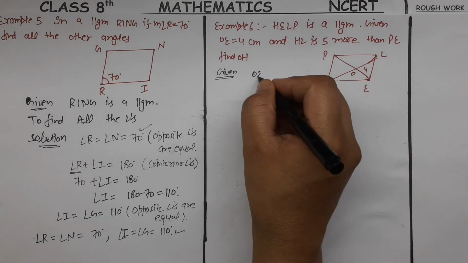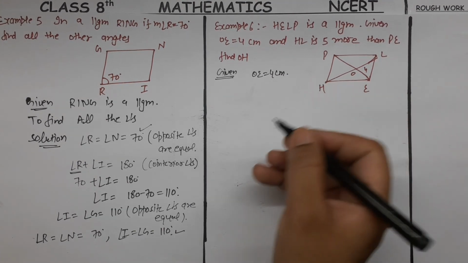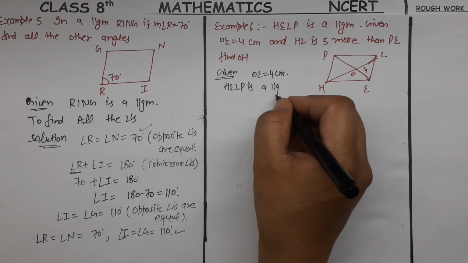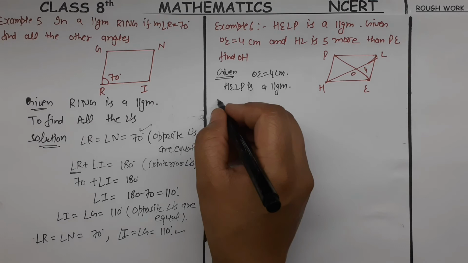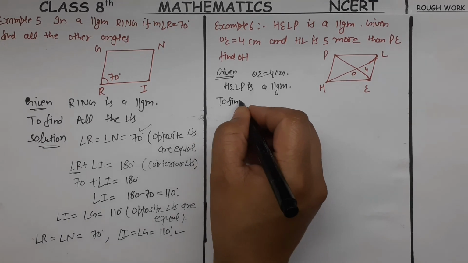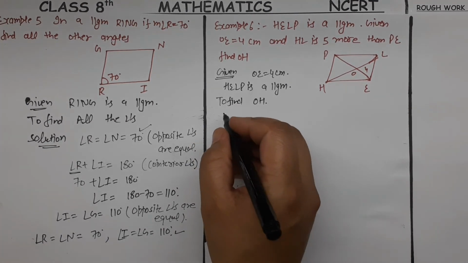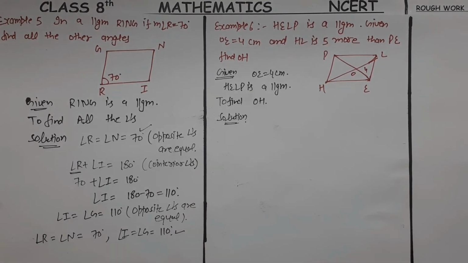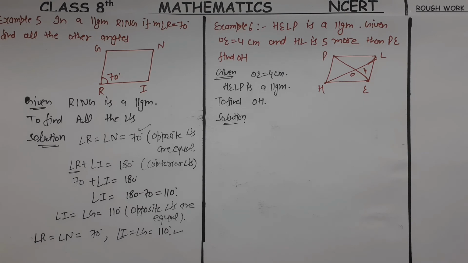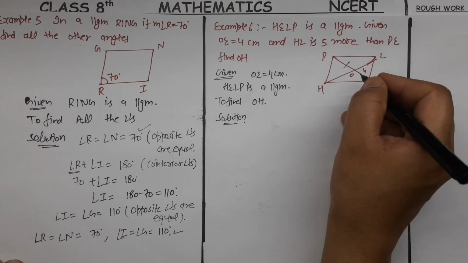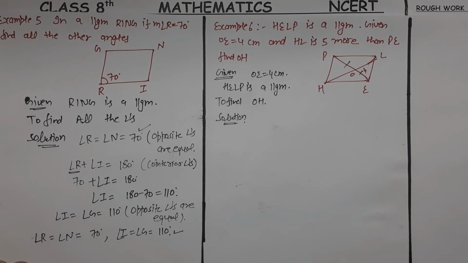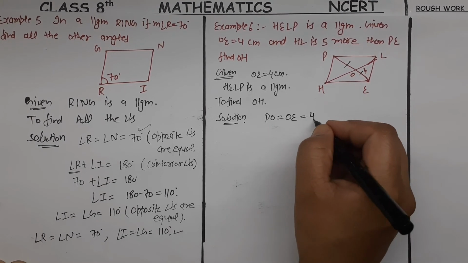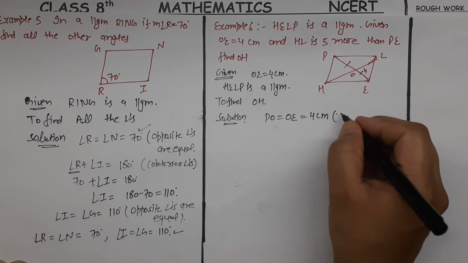OE is 4 centimeters. HELP is a parallelogram. To find OH. Solution. We know that diagonals bisect each other in a parallelogram, meaning PO is equal to OE. PO equals OE equals 4 centimeters.